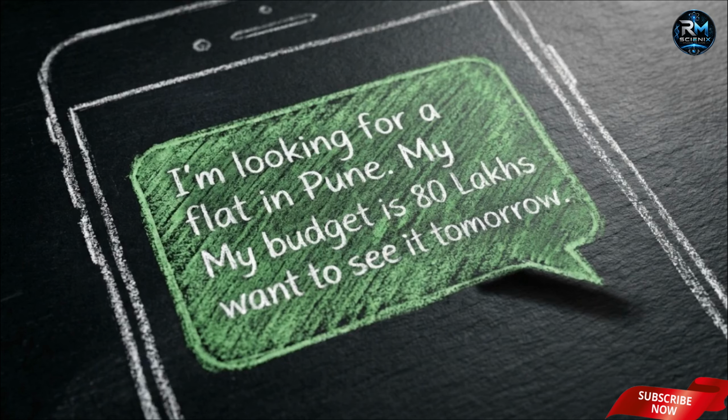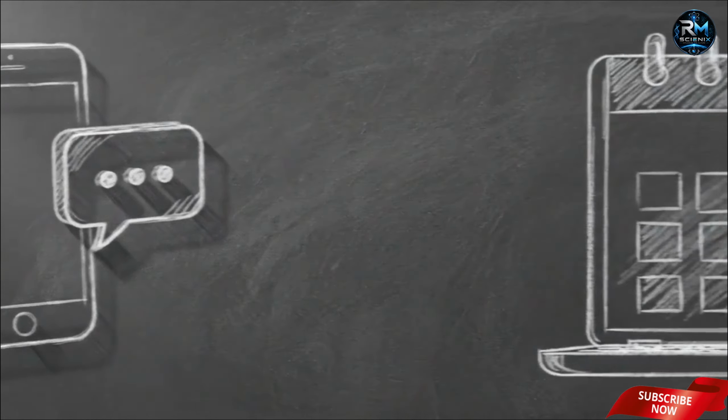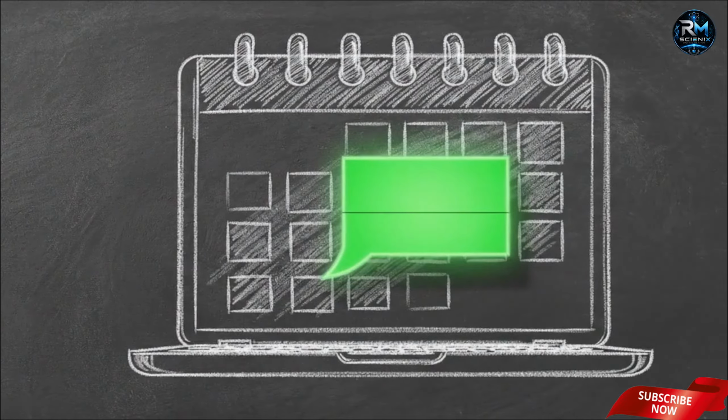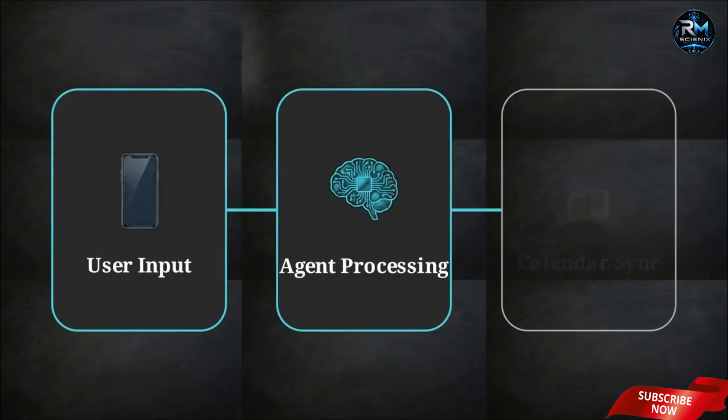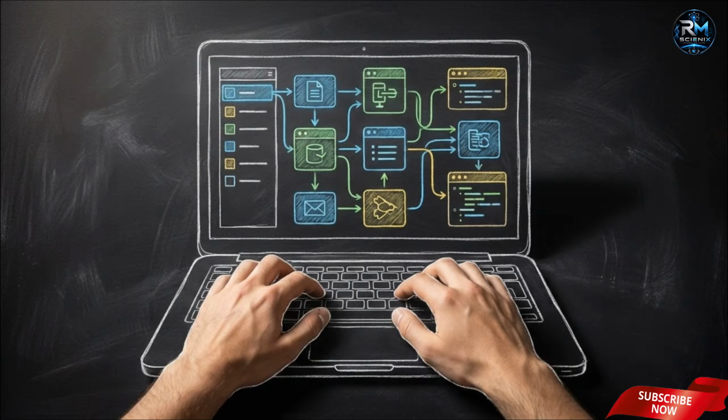From a customer phone, we send, "I'm looking for a flat in Pune. My budget is 80 lakhs and I want to see it tomorrow." The agent immediately processes the budget, checks the live calendar for tomorrow, and offers a confirmed site visit for 5 p.m. The data flows through 3 distinct stages. The user input is processed, the calendar is updated, and the broker receives a lead profile with all the qualification data.